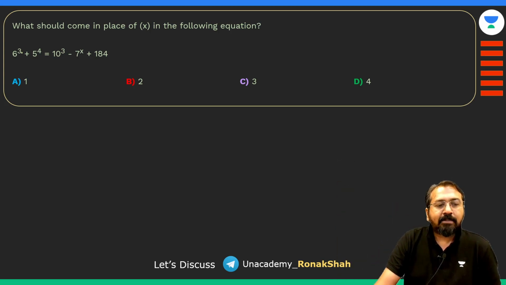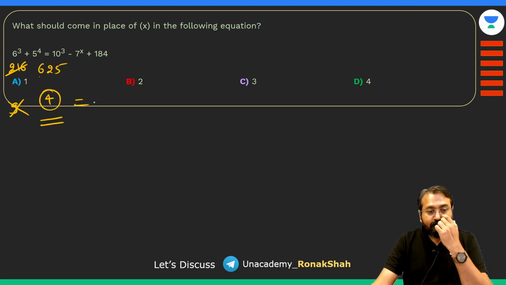So for example 6 cube, we know this is going to be a multiple of 9. 6 cube is nothing but 216. So 216 is nothing but 9. So you don't need to count 9 over here, just ignore 9. 5 raised to 4 is 625. So what is 625? 6 plus 2, 8 plus 5, 13. What is 13? 1 plus 3, 4. So my right hand side is 4.